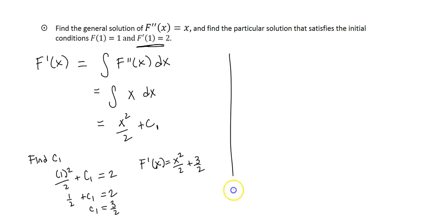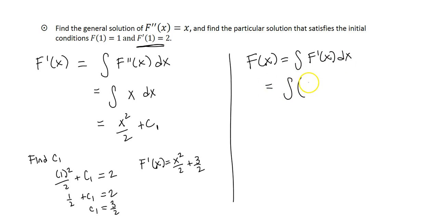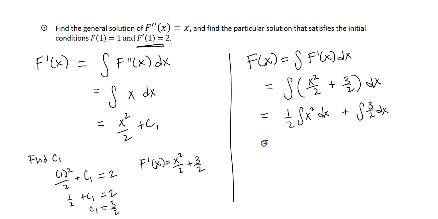When I go to find f of x, this is going to be the integral of f prime of x with respect to x, or the integral of x squared over 2 plus 3/2 with respect to x. Splitting this up, I would have 1/2 times the integral of x squared with respect to x plus the integral of the constant 3/2. So this would be 1/2 x cubed over 3 plus 3/2 x plus c sub 2, which is 1/6 x cubed plus 3/2 x plus c sub 2. Then I need to find c sub 2.